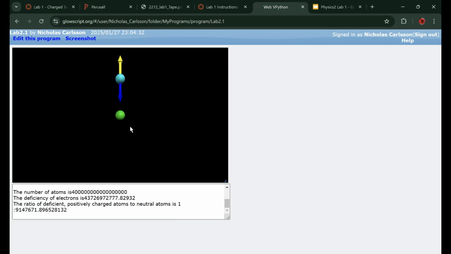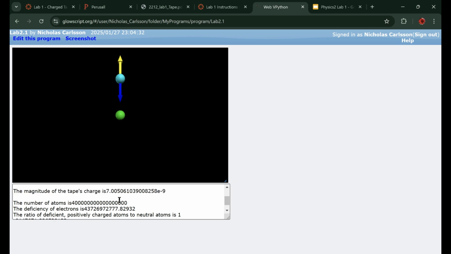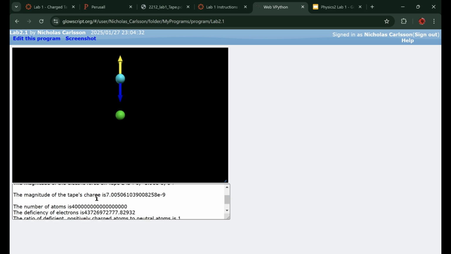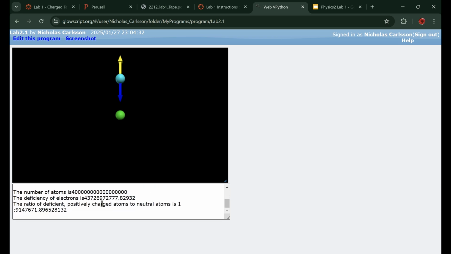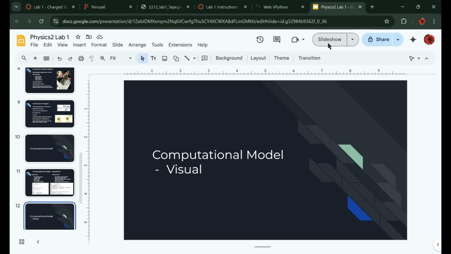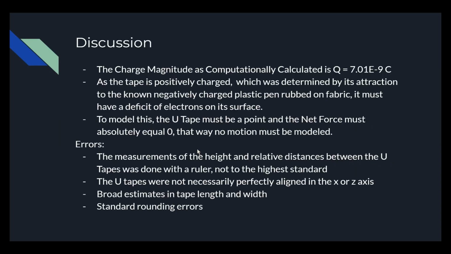You can run it. You see there's the electric force, there's the force of gravity, here's that suspended tape represented by a point, and here's that tape that we're pushing out. And then it's going to tell us the gravitational force, the electric force, the magnitude of charge, the number of electrons, the deficiency, etc. And then we're going to take that and show that this Q is pretty much the same, 7.01. The tape is positively charged, which we already determined, and we modeled this assuming that the net force was zero.